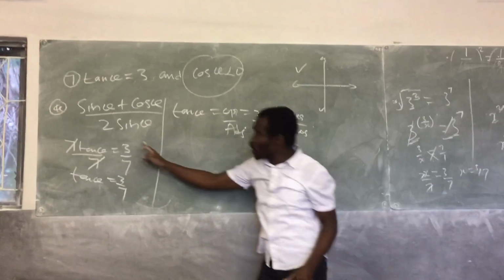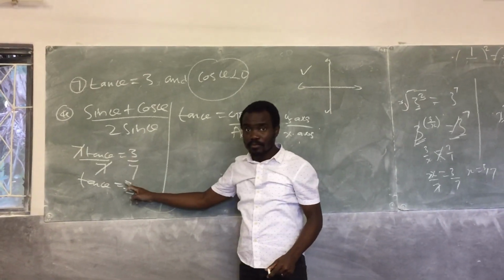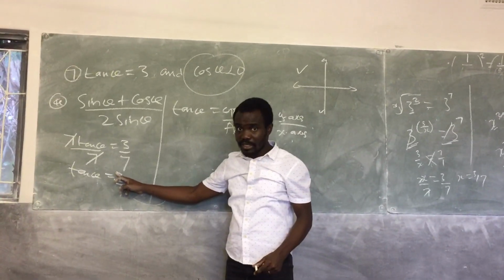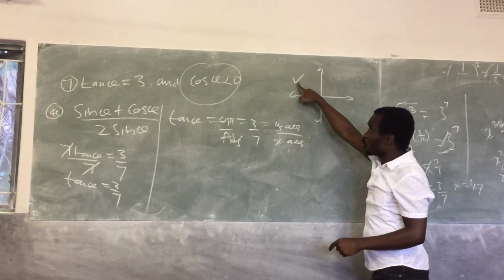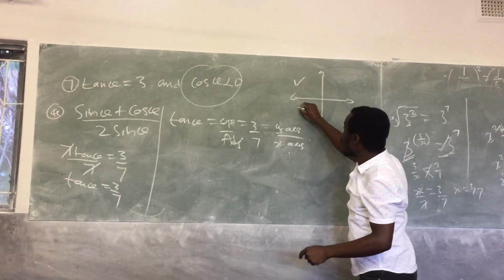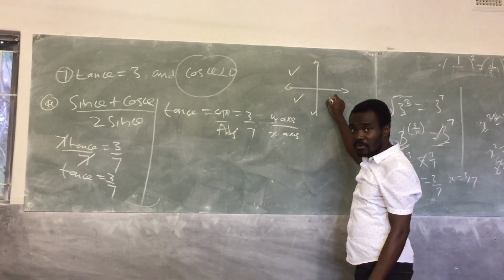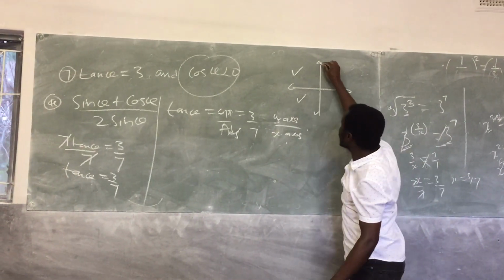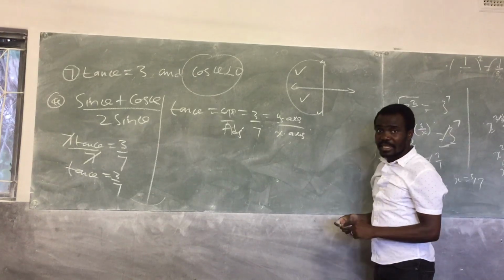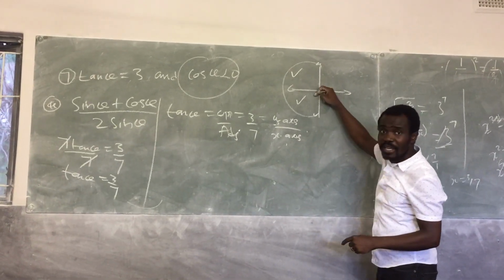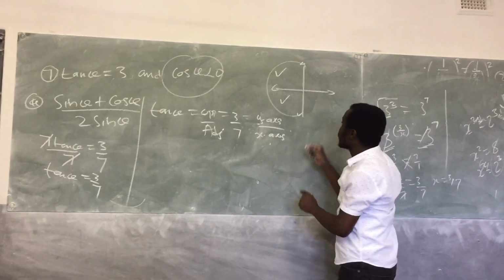But what is the ratio here? Positive. Positive, right? Here cos is negative. Here cos is negative. Here cos is positive. Right? So now when you look here, in which quadrant is tan positive here? The third. The third.